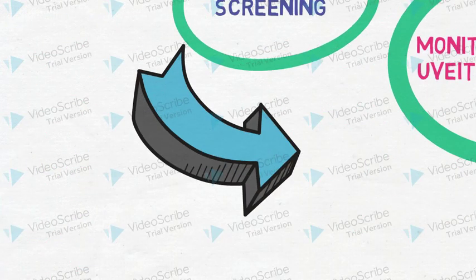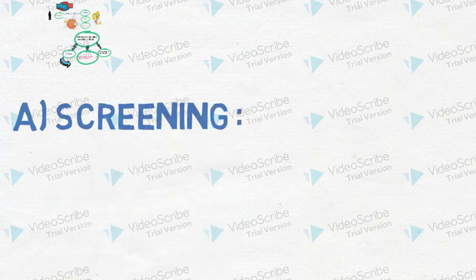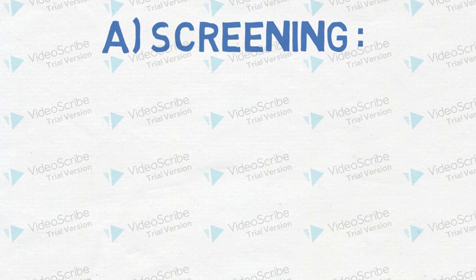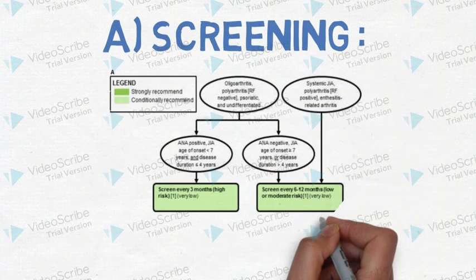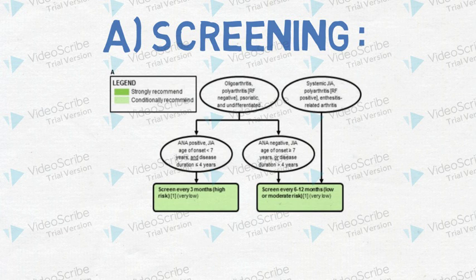The first part is screening. Why to screen? Because usually patients with JIA have asymptomatic uveitis. How to screen? We can divide children and adolescents with JIA into two groups: high risk group, low to moderate risk group. High risk group means oligoarticular type, polyarticular type with rheumatoid factor negative, undifferentiated JIA, psoriatic JIA, which have three main important risk factors.